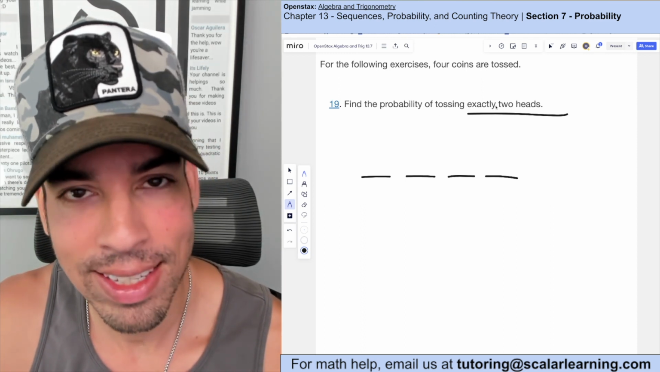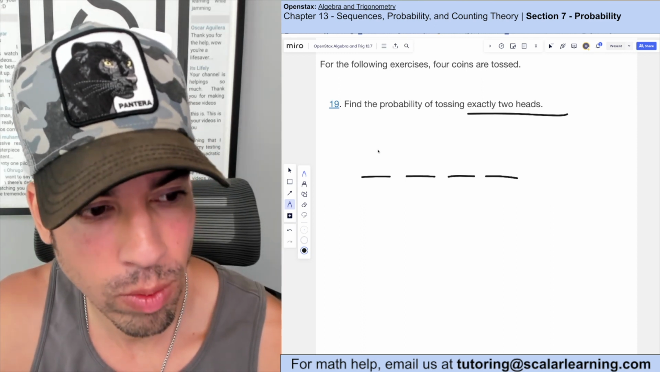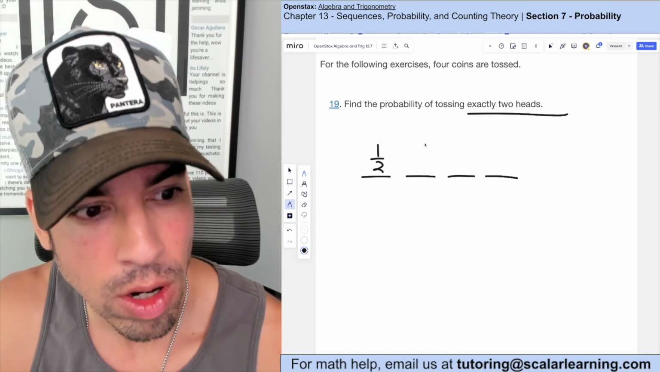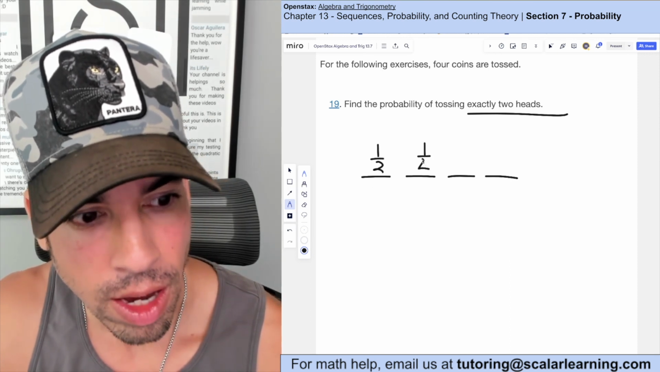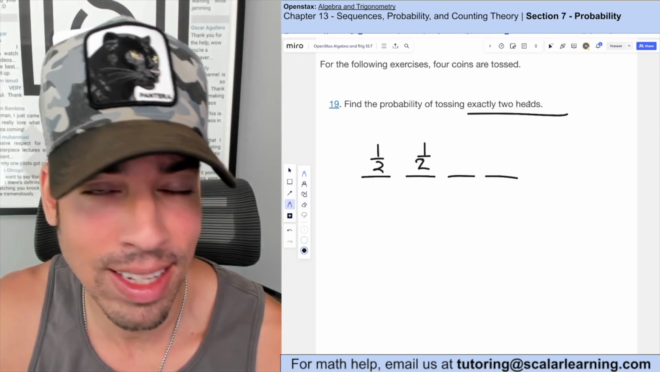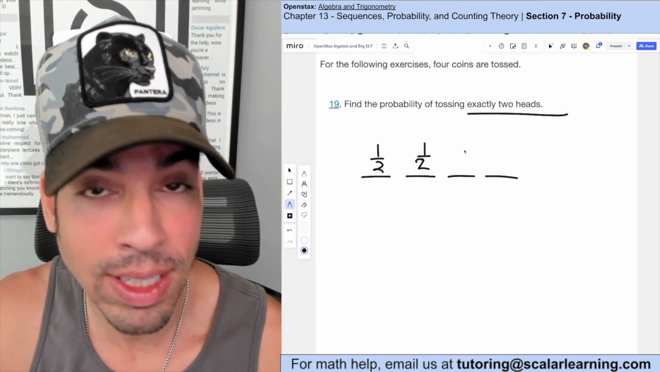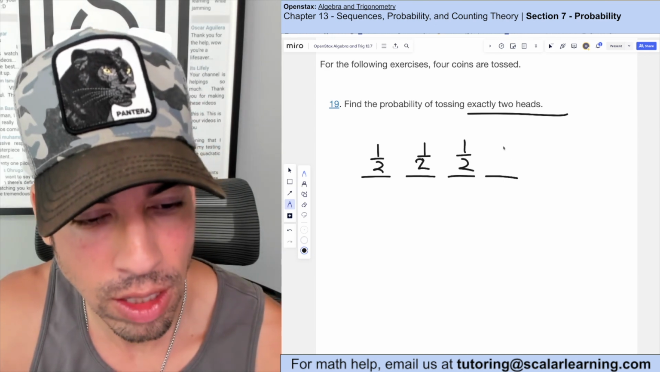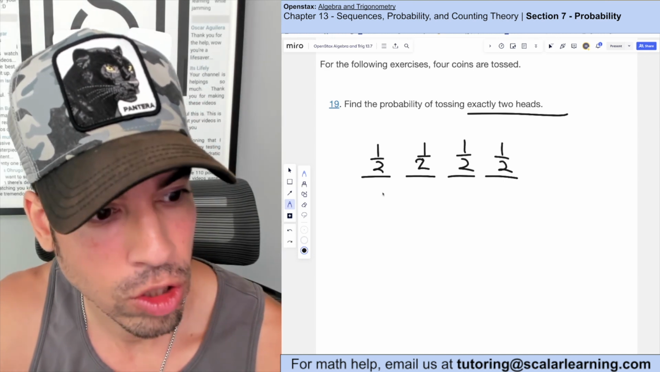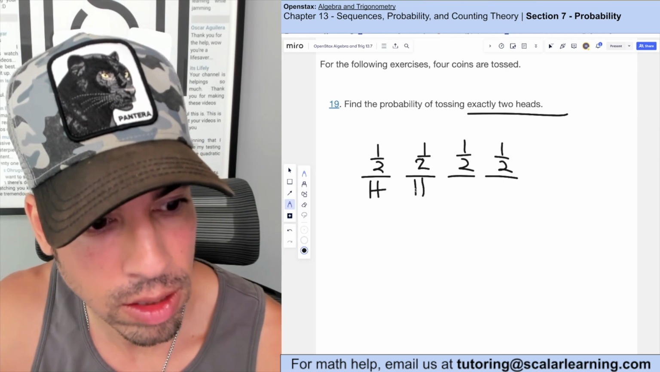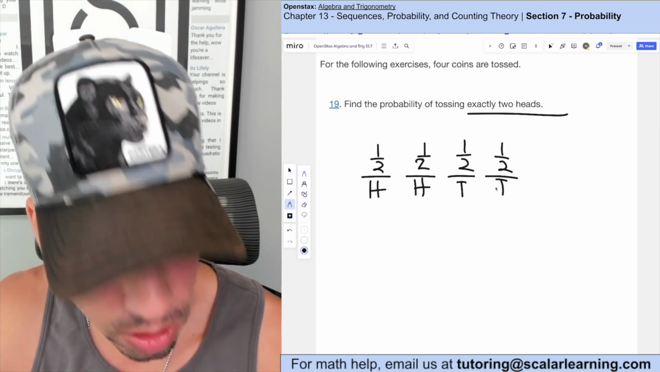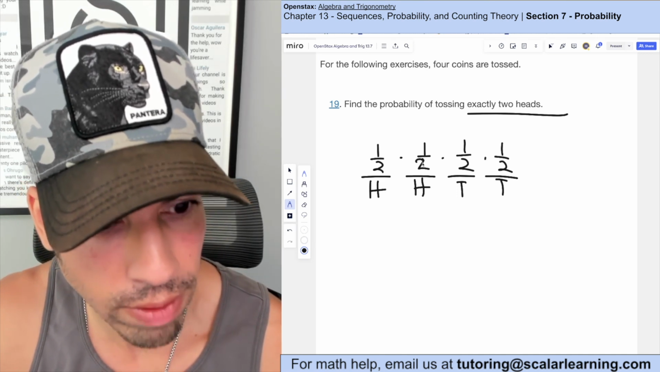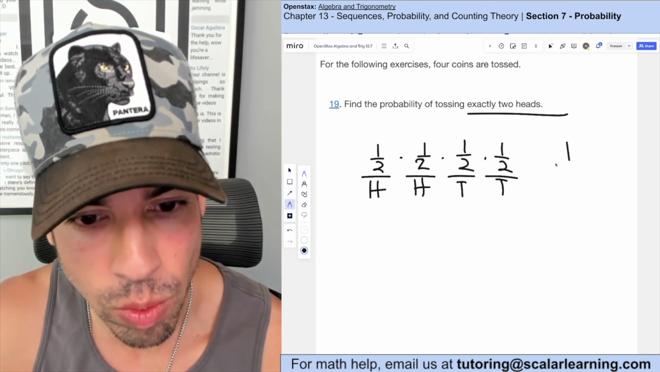So exactly 2 heads. So we've got a half of a chance, right? 1/2 of getting a head here, 1/2 of getting a head here. And if we're going to get exactly 2 heads, we also have to get tails here and here. So that's a 1/2 chance of getting tails and a 1/2 chance of getting tails. So this is assuming we got heads, heads, and tails and tails. Again, to get the probability of this entire event, we take the product of all of these, 1/2 times 1/2 times 1/2 times 1/2, and that's 1/16.